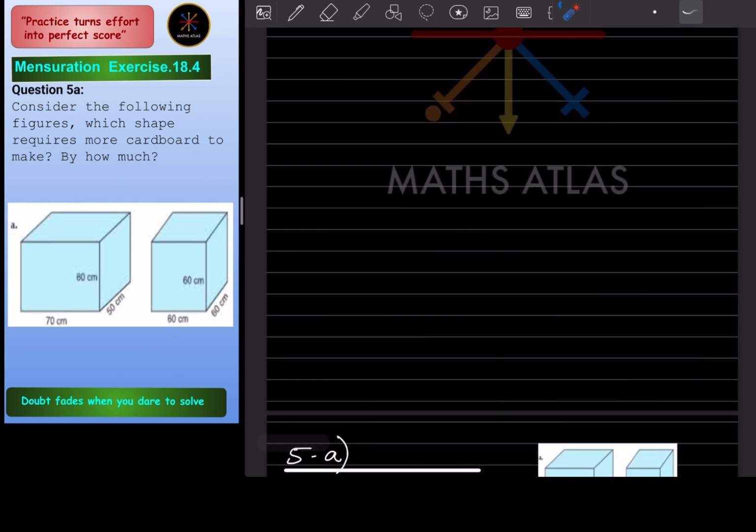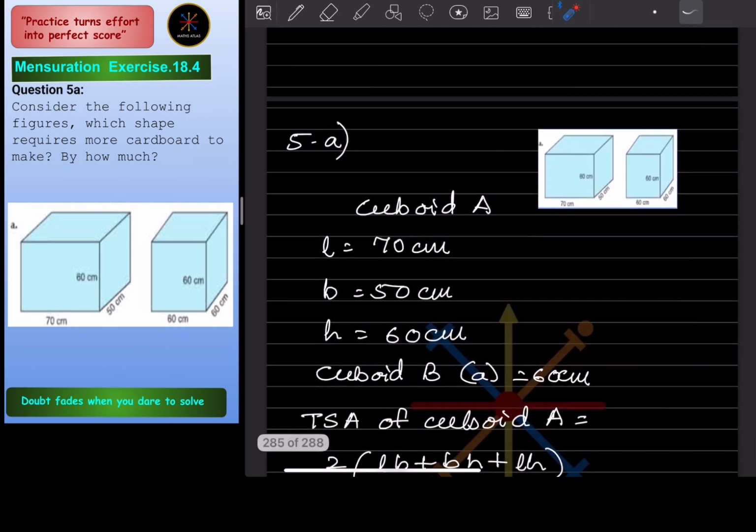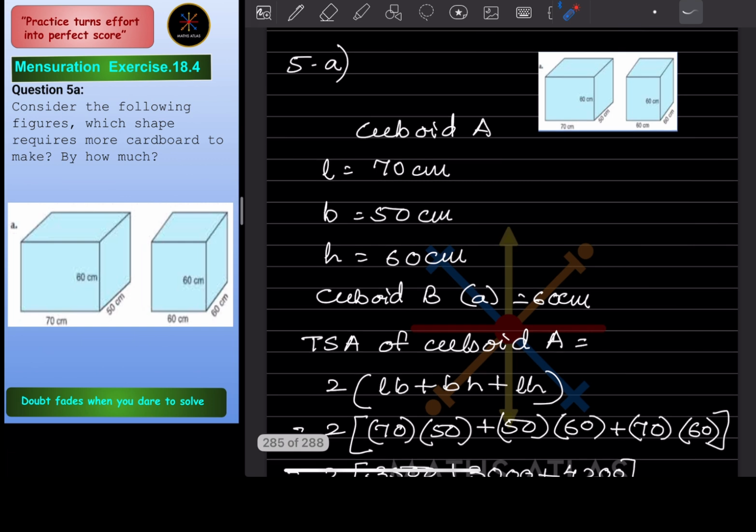Consider the following figures. Which shape requires more cardboard to make and by how much? Now this is the figure given. So we'll consider this as cuboid A and this is B. Let us find out: this is the length, this is the breadth, and this is the height of it. So this is given. For cube B, this is all 60, so we will write here a as 60 because it is in the form of a square.